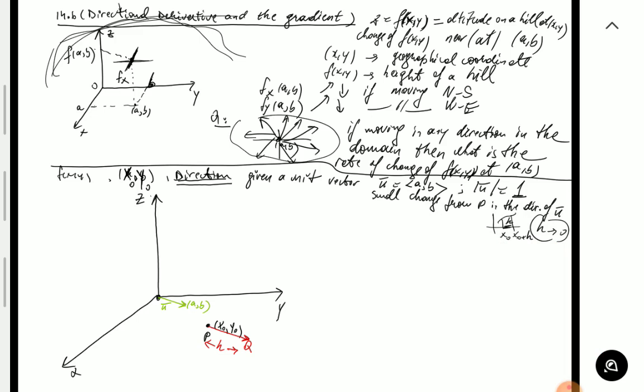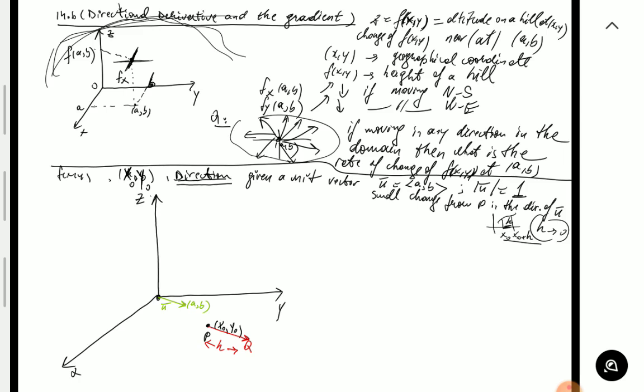Right, that's analogous to a change from x naught to x naught plus h in calculus 1. So a small change in the domain of the function in the direction of u. And then the question is, how does the value of the function change for that particular change in the domain?